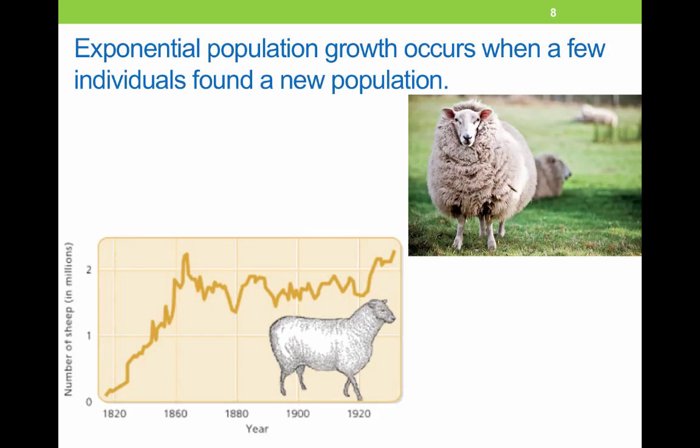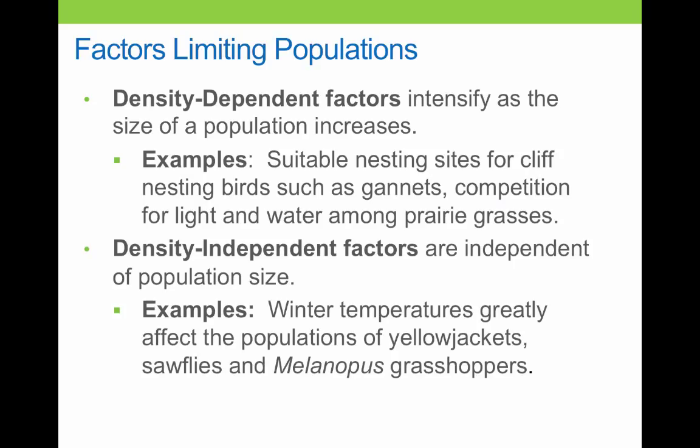So what does limit population size? Think about the sheep in Tasmania. Tasmania is an island, and so the amount of land and grass cover is finite. There's only enough room and food for a certain number of sheep. This is an example of a density-dependent factor. Density-dependent factors increase as the size of the population increases. Some other examples are nesting sites, competition for food, or competition for water. Can you think of others?